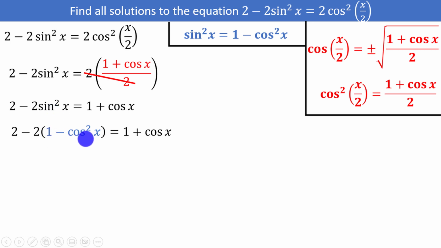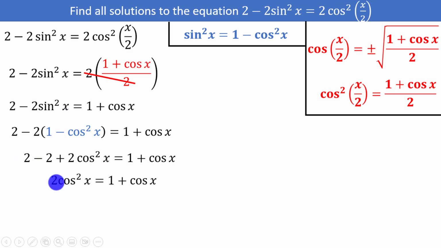Distributing the 2, we get 2 minus 2 times 1, which is minus 2, plus 2 cosine squared of x, since negative 2 times negative cosine squared of x is equal to positive 2 cosine squared of x, is equal to 1 plus cosine of x. The 2's over here cancel, and we are left with 2 cosine squared of x is equal to 1 plus cosine of x. Let's get everything to one side of the equation.